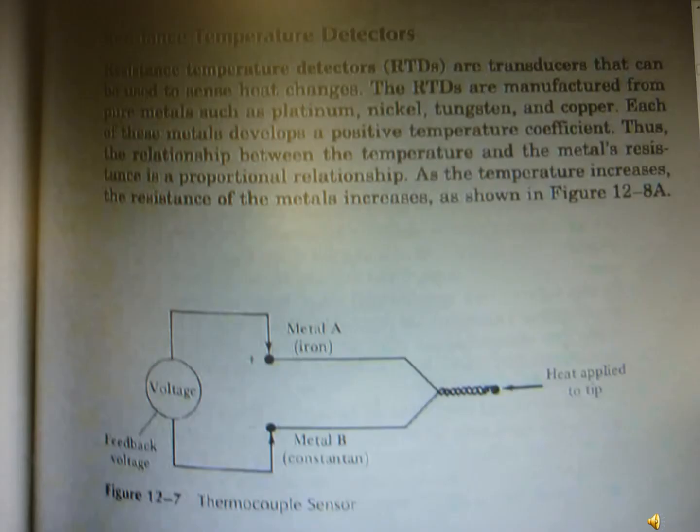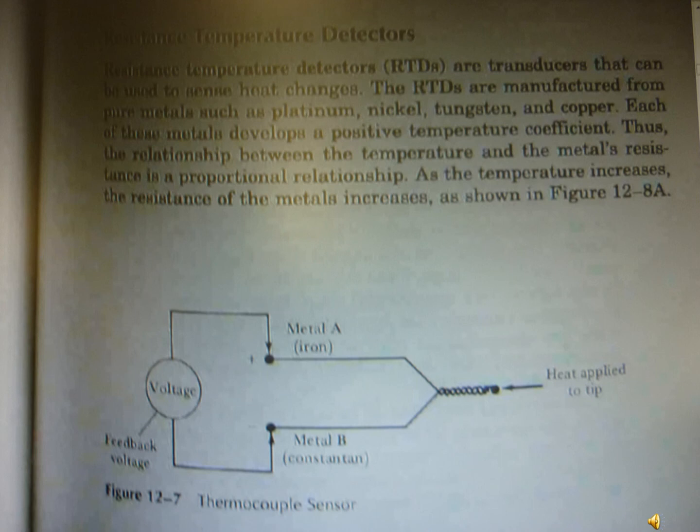Also utilize a temperature detector. The resistance temperature detectors, RTDs, are transducers that can be used to sense heat change. The RTDs are manufactured from pure metals such as platinum, nickel, tungsten and copper. Each of these develops a positive temperature coefficient. Thus, the relationship between the temperature and the metal resistance is proportional. As the temperature increases, the resistance of the metal increases.